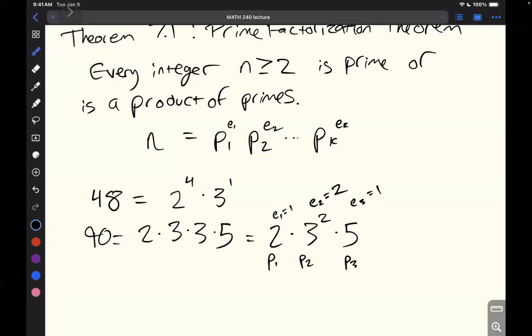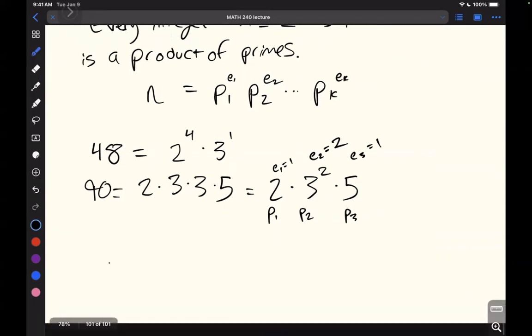So the idea is we write a number as a product of primes. And the other thing this theorem says is, if you write it such that P1 is less than P2 is less than PK, so you write the primes in ascending order, and so we've got 2 first, then 3, then 5, then this representation is unique. So there's only one way to write a number as a product of ascending primes.